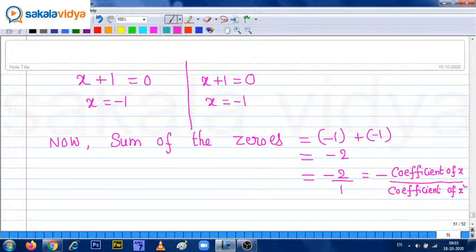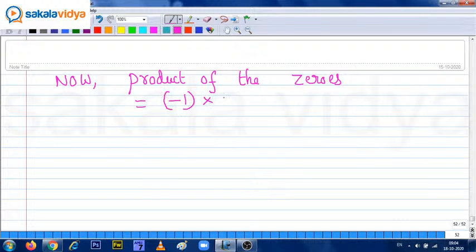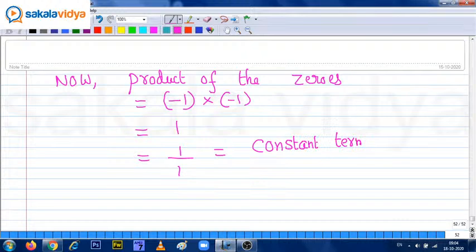This problem is very important for 4 marks. Please try to concentrate, all of you. Now product of the zeros. That is equal to minus 1 times minus 1, so you get 1. 1 is the constant term. This can be written as 1 upon 1, so constant term upon coefficient of x square. The 4 problems have been completed now.